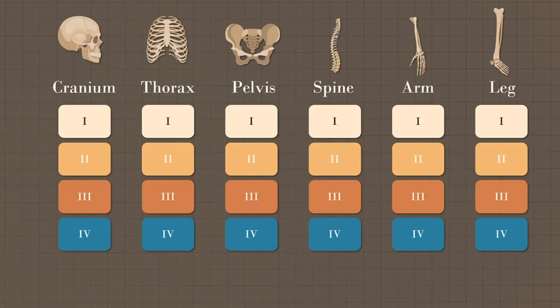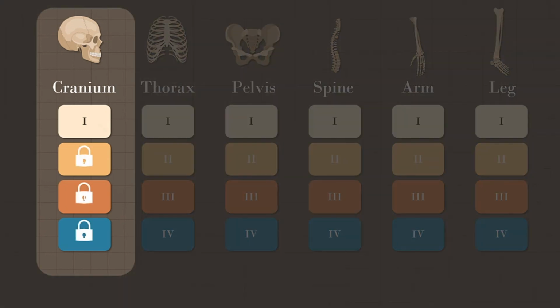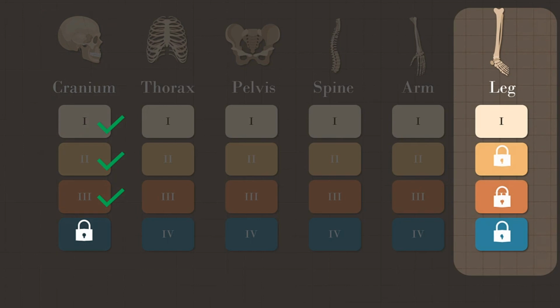So now I've got 24 levels split into the 6 body regions. For any given part, like the skull for example, you have to pass each level to unlock the next harder one. But you can freely jump from one body part to another. So if they get tired of skull, they can play leg for a while. That way we're giving them a good balance of guidance and autonomy.